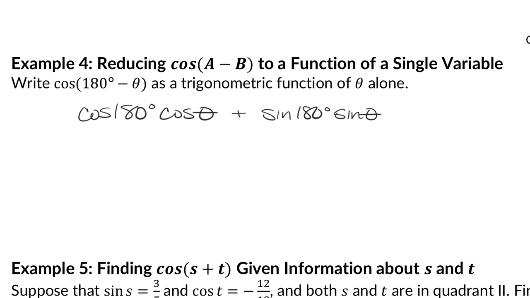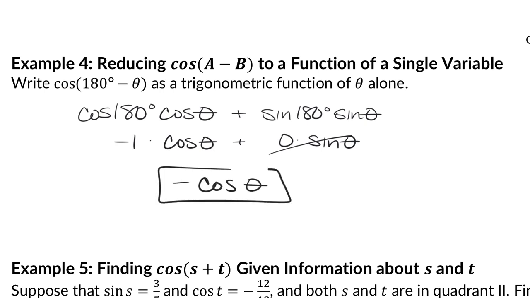Cool. Unit circle moment. What is the cosine of 180 degrees? Negative 1. What is the sine of 180 degrees? So a lot of things happen at once. And then it's negative cosine. And then it ends up just being negative cosine of theta. Very good.